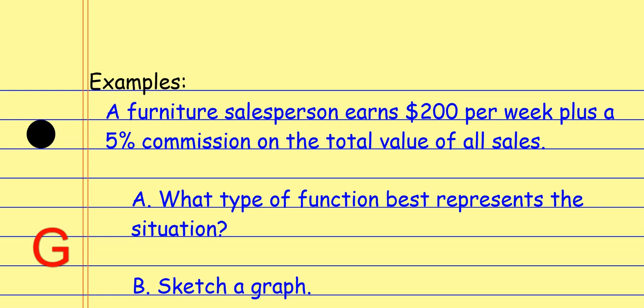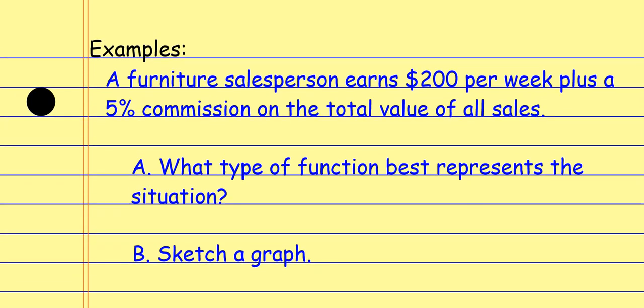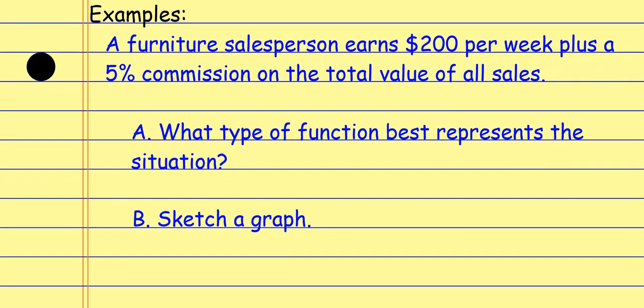But like this one, a furniture salesperson earns $200 per week plus a 5% commission on the total value of all sales. What type of function best represents the situation? And see, this one's a little bit tricky. As soon as we see a percentage, we start to think exponential, but this one is a mislead.